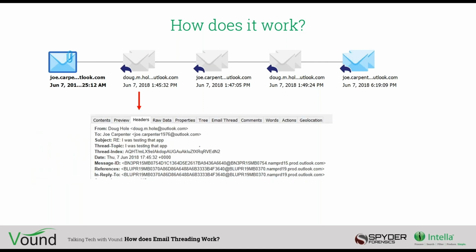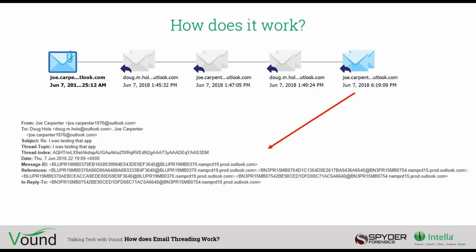If we move to the next email in the thread, this is a reply from Doug Hall to Joe Carpenter. We have a new message ID, so it's different than the first one, but we also have the references field and the in reply to field. The references field and in reply to field contain the message ID for the previous email in the thread. So this is how Intella knows that our first email is in the same thread as this current email.